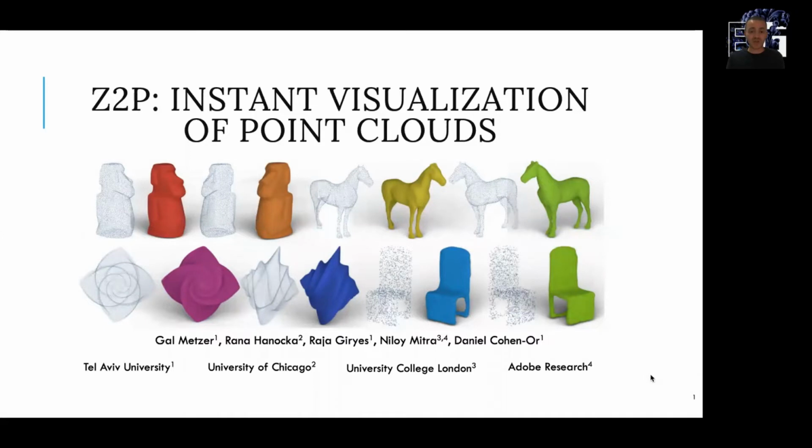I'm a graduate student at Tel Aviv University, and today I'll present our work, Z2P, a neural method for instantly visualizing point clouds. This work was done in collaboration with Rana Hanocka from the University of Chicago, Niloy Mitra from University College London and Adobe Research, and my advisors, Giryes and Cohen-Or from Tel Aviv University.